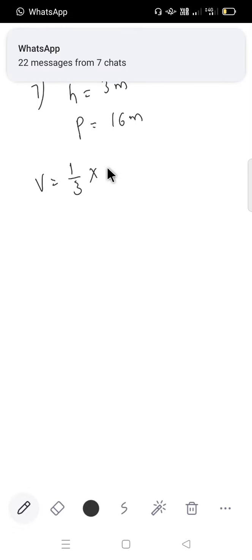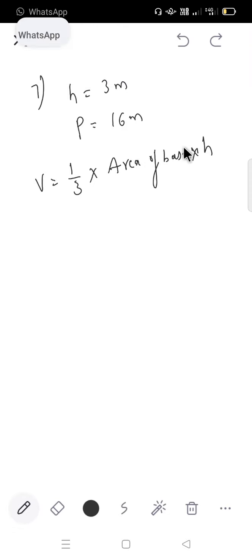Now coming to the seventh problem, a regular square pyramid is 3 meters height. So height of the pyramid is 3 meter. Perimeter of its base, capital P, is 16 meters. Find the volume of the pyramid. Volume of the pyramid is nothing but 1 by 3 into volume of the prism. Volume of the prism means area of the base into height.